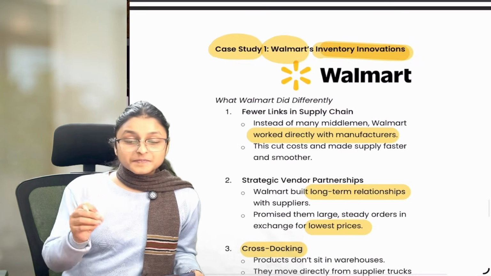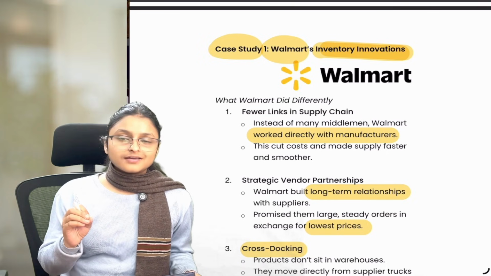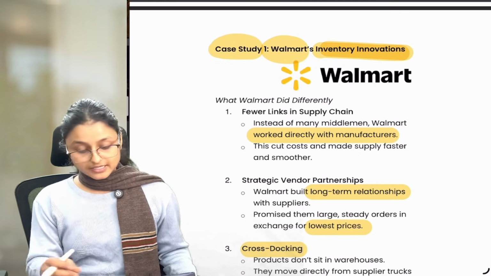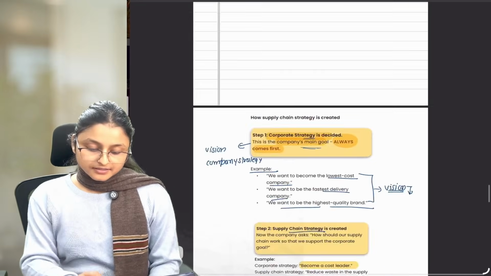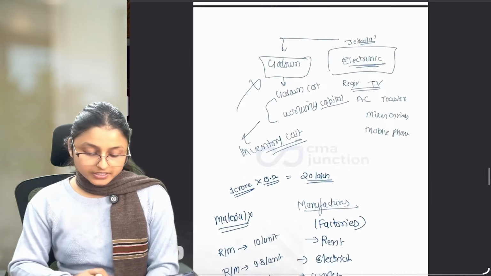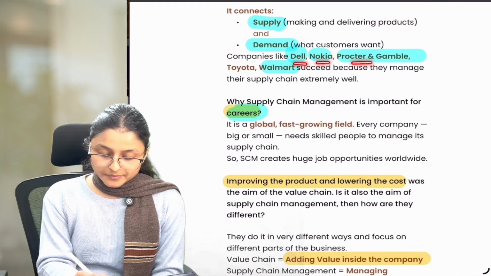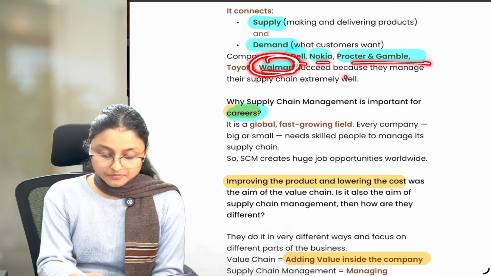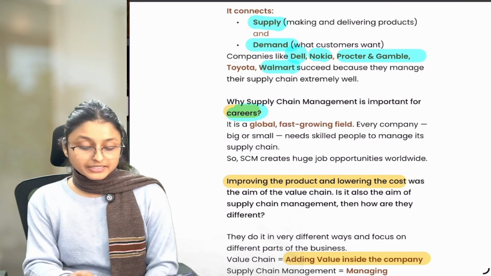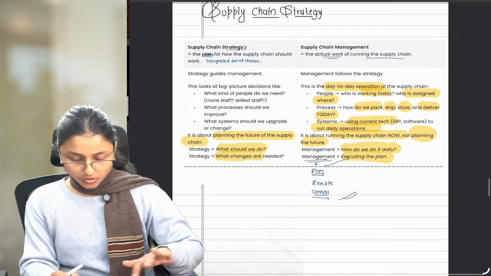Now, why are we specifically reading about Walmart? Because they are the largest retail chain in the world. They are able to do that by managing their supply chain in a really good manner. We have already read above that Walmart has a great supply chain. In supply chain management, we have already studied it. Let me show it to you so that you can remember it. Companies like Dell, Nokia, Procter & Gamble, Toyota and Walmart succeed because they manage supply chain extremely well. So we are seeing how Walmart is managing its supply chain. Let's see what all they did.